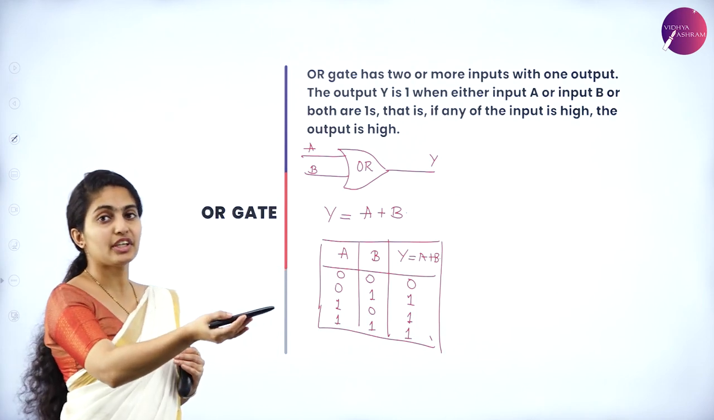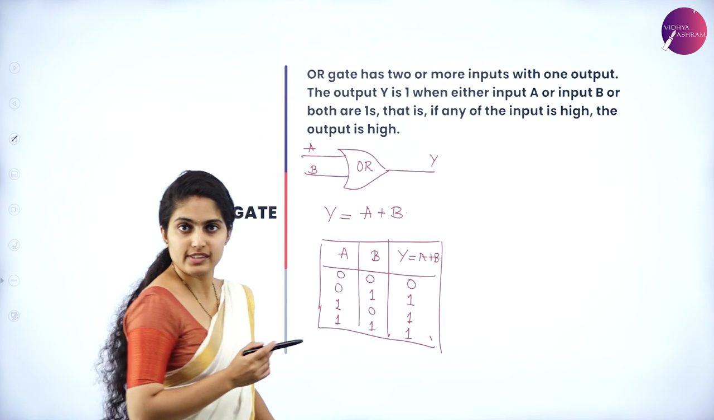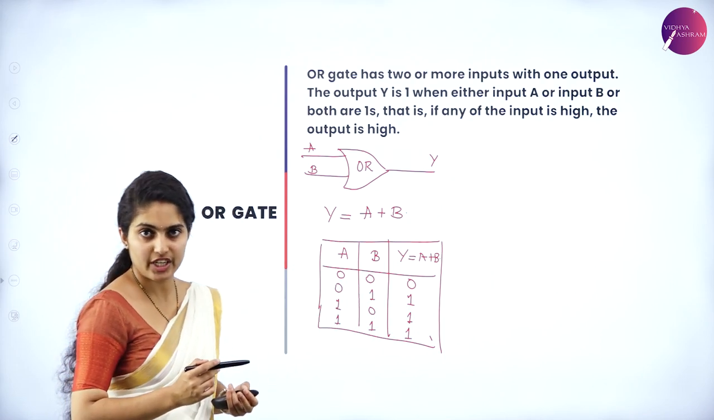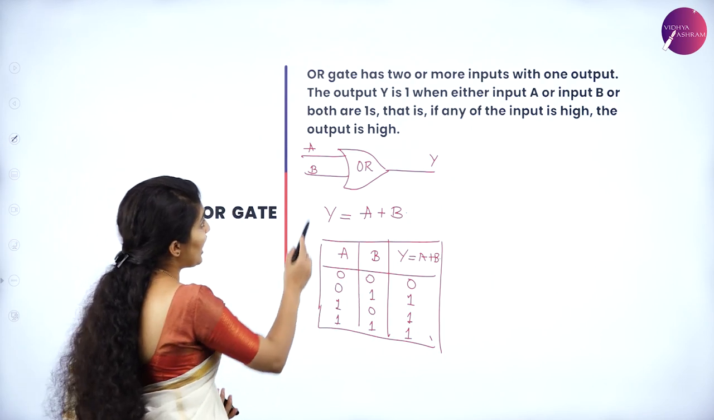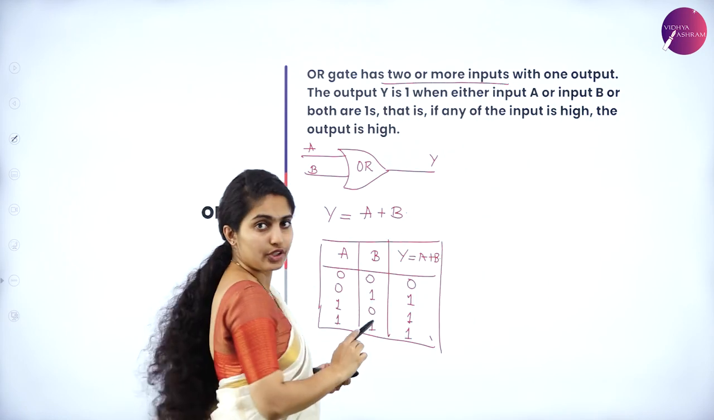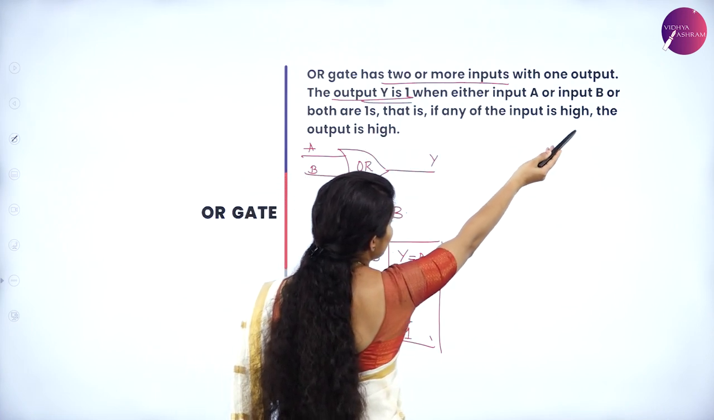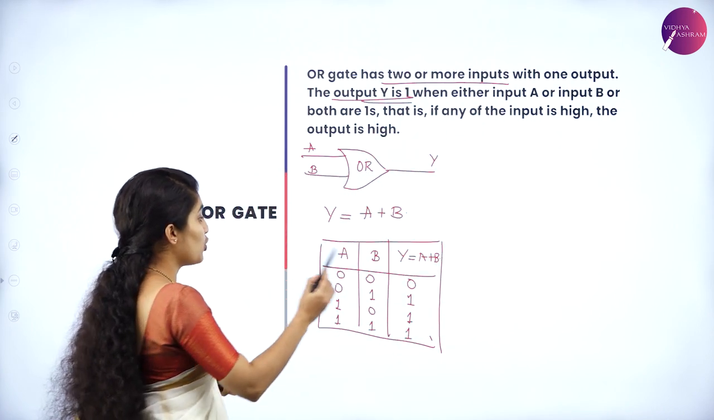You have an upcoming gate called NOR gate. In case of NOR gate, it is the opposite of this, because we are just checking the complement. Okay, so the OR gate has two or more inputs with one output, and the output is 1 when either input A or input B or both are 1s.